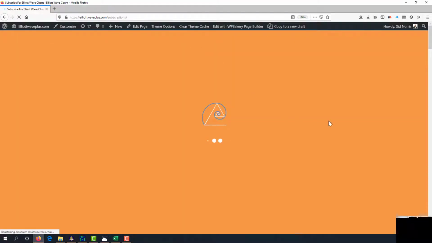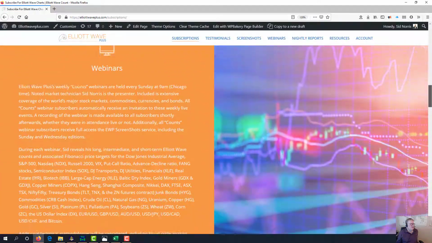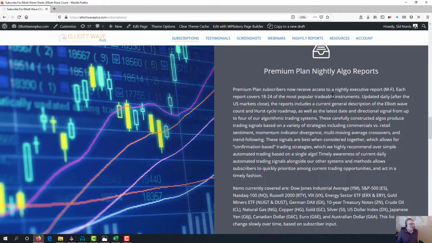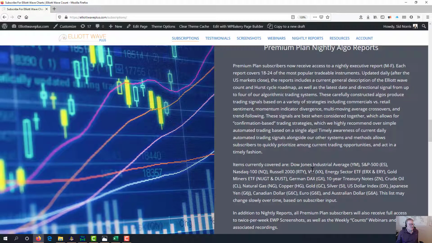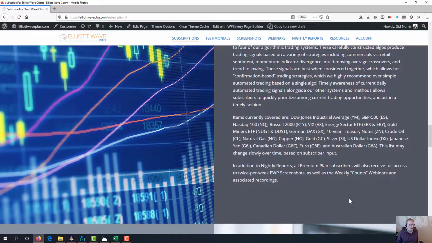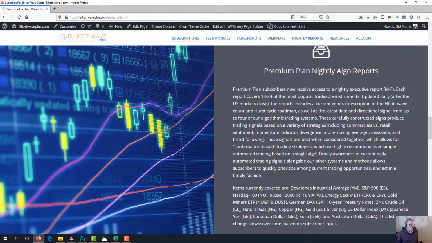And finally, in the premium plan, subscribers get all of those things, plus they get nightly algo reports. And the nightly algo reports cover about 20 tradable items. About half of them are futures contracts, and the other half are ETFs, the very most popular items.